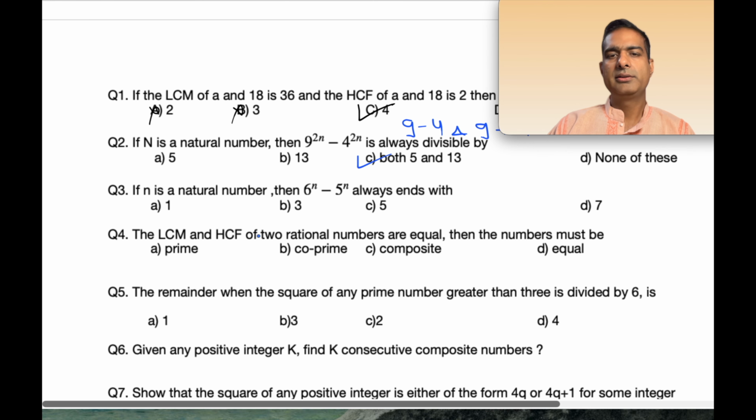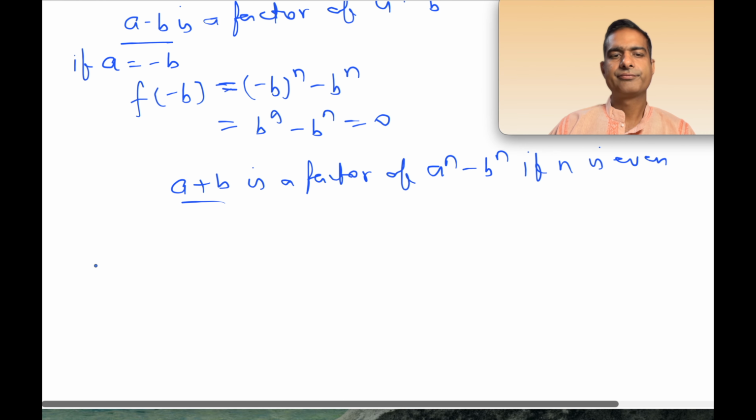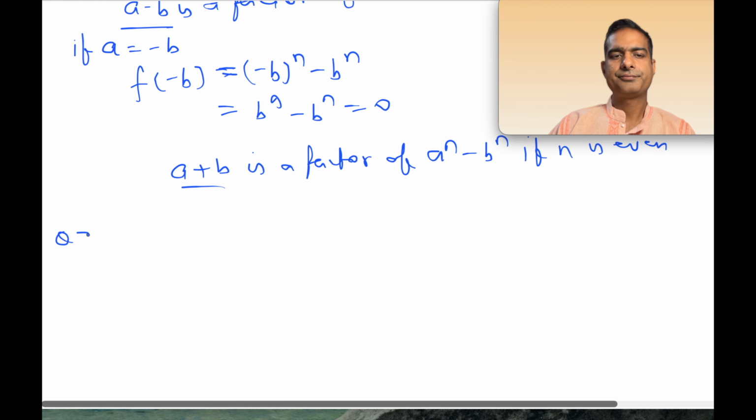Now third is just a simple application of question number 2 only. If n is a natural number, then 6 to the power n minus 5 to the power n always ends with. So we have to see here question number 3. Now if we just think, then the digits 0, 1, 5 and 6 are the digits whose any power ends with the same number.